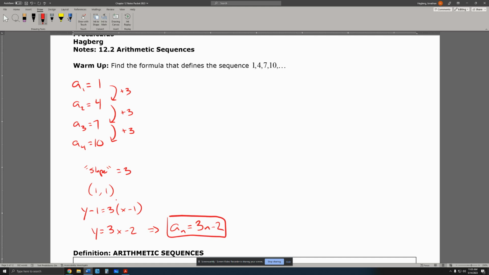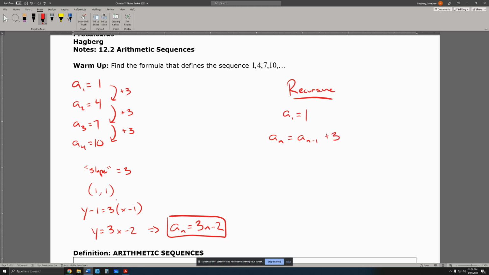Okay? If I wanted to find the recursive definition, well, we know we need two things for the recursive definition. We need the starting value, the term, and then we also need the rule. So our starting term is going to be our first term, a1 equals 1, and then our rule, or our formula, an equals the previous term, an minus 1, and then plus our common difference, 3.